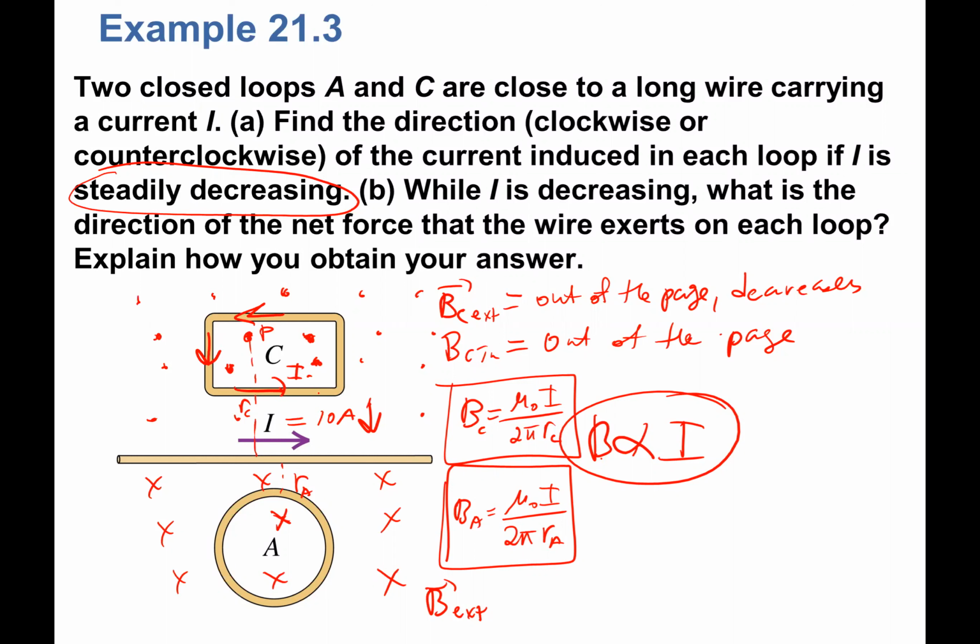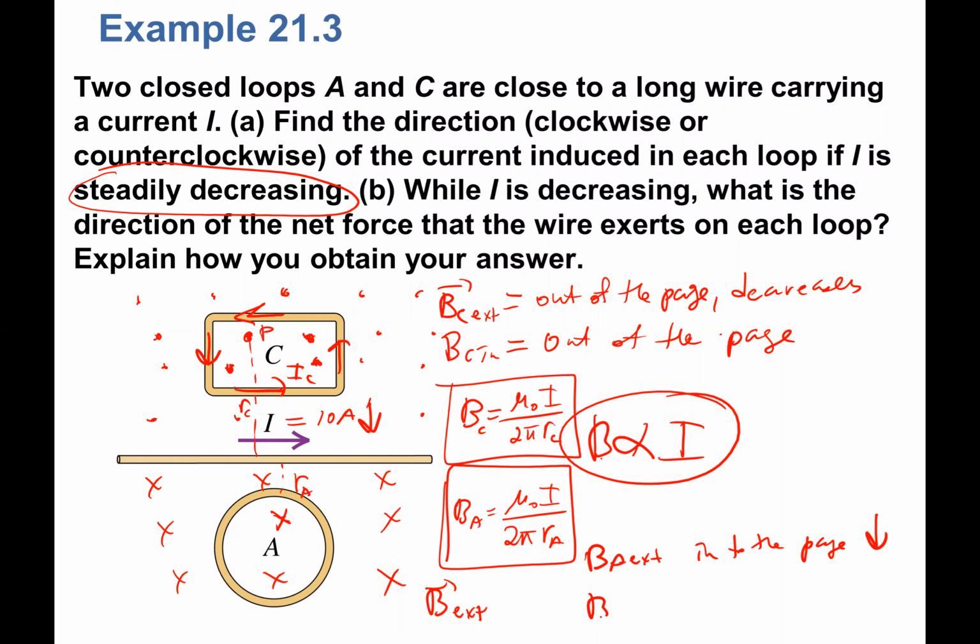So this is current C. So it has to be counterclockwise. All right. Now let's look at loop A. So for loop A, the external magnetic field B_A is into the page. Okay, and it is decreasing, so going down.